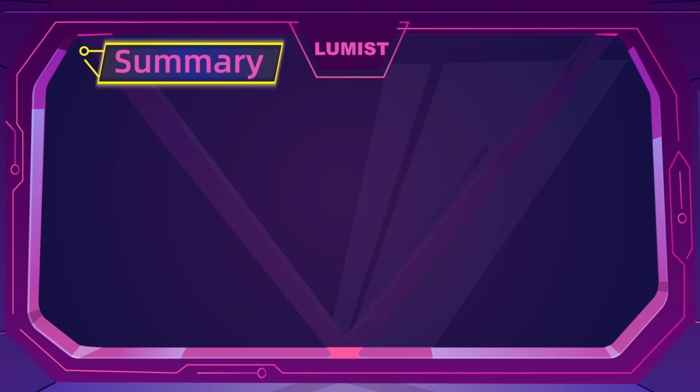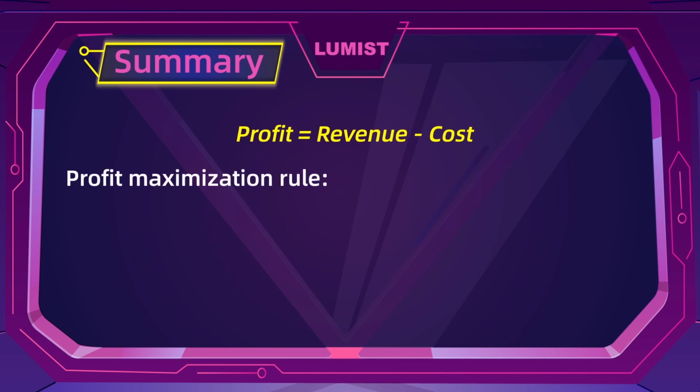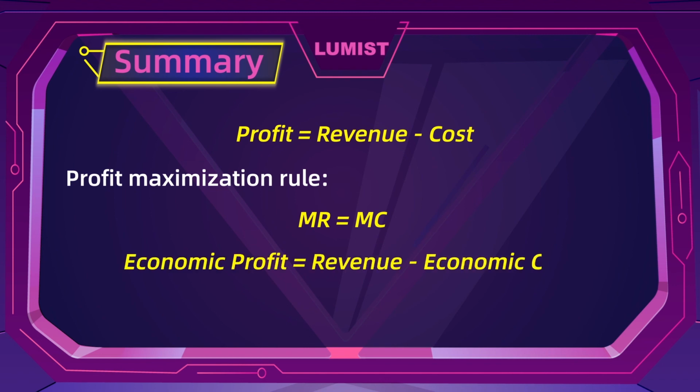So today, we learned a few different things that firms need to think about. We learned about profit, which is revenue minus cost, and we also learned that firms maximize their profits by equating their marginal revenue and marginal costs. And lastly, we learned that firms need to consider their opportunity costs by looking at their economic profits.